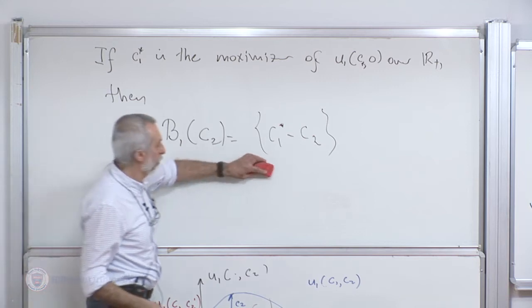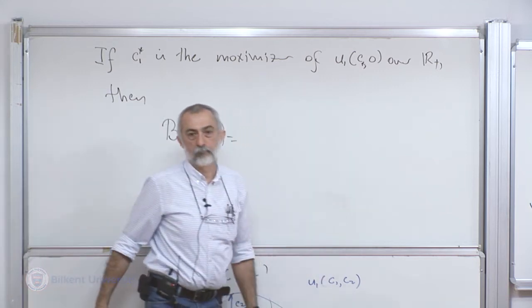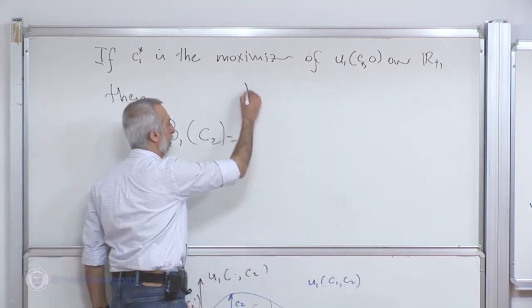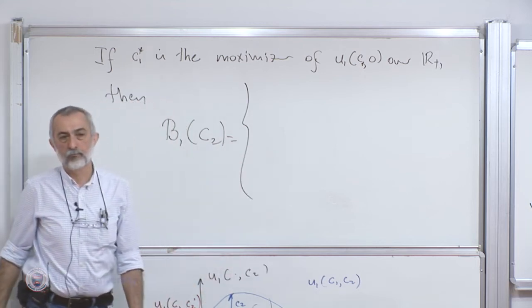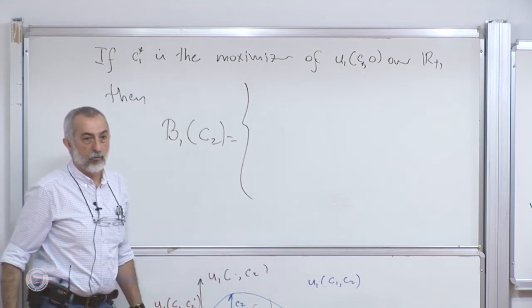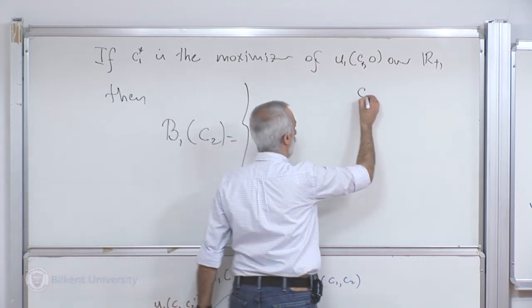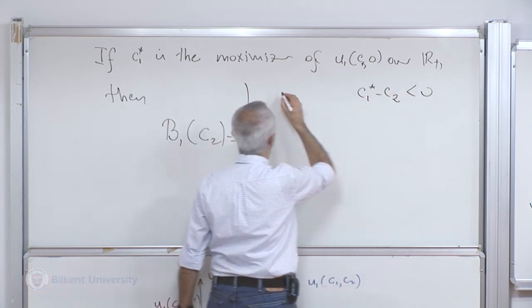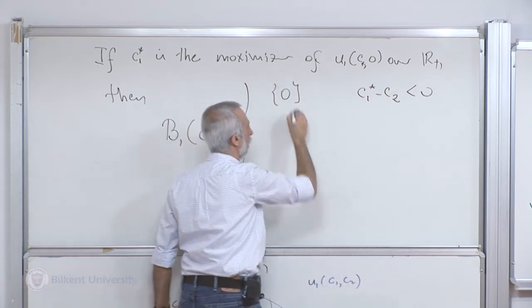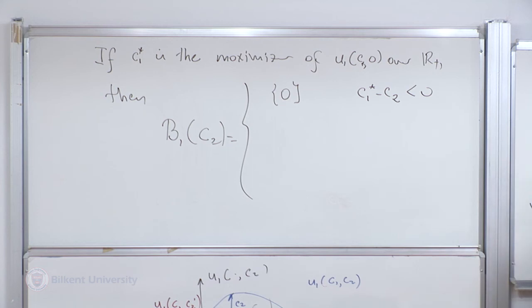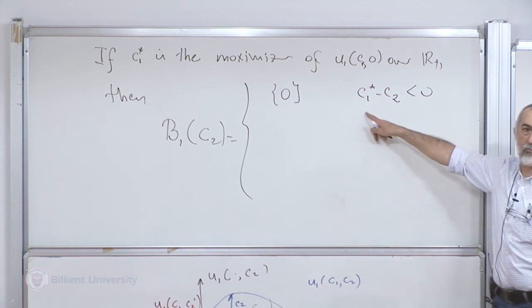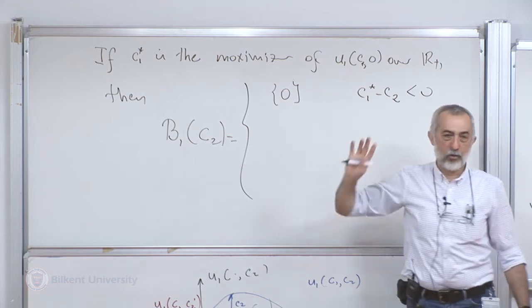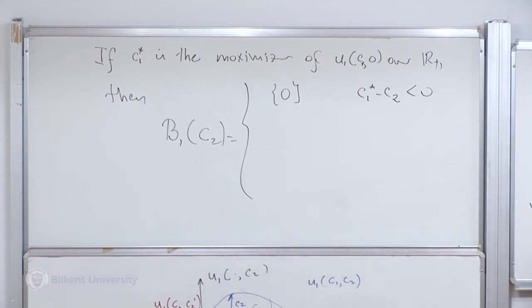And the adjustments are, so maybe we should consider cases. If C1 star minus C2 is negative, that is, if agent 2 is already contributing more than my ideal amount, I'd rather sit and enjoy what is available without contributing anything, okay? So, what else?